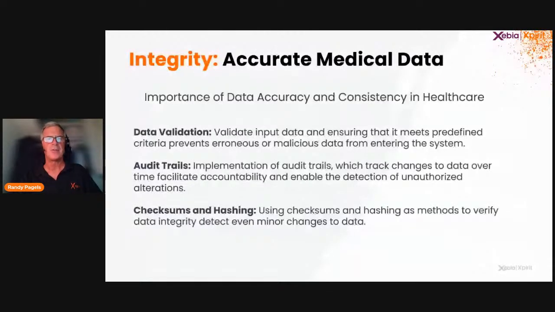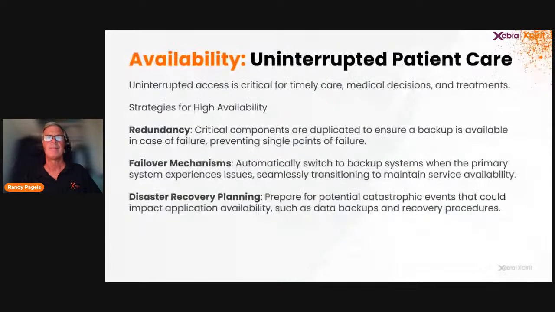Data integrity is crucial to prevent errors and ensure trust. It's maintained through practices like data validation, audit trails, and checksums, fostering reliability. Also, ensuring uninterrupted access is vital for timely patient care and medical decision making. Key strategies for high availability encompass redundancy to prevent single points of failure, mechanisms for seamless transitions during issues, and comprehensive disaster recovery planning that includes data backups and recovery procedures.